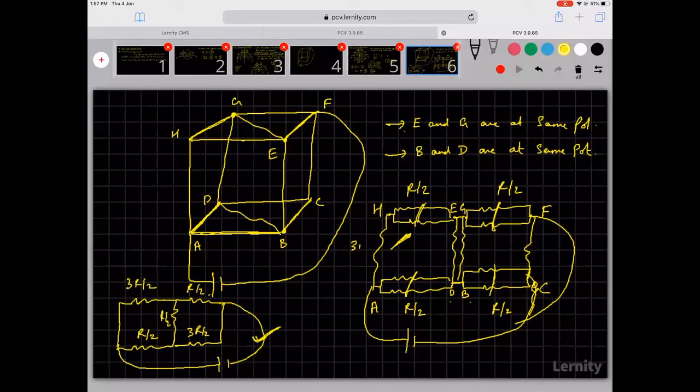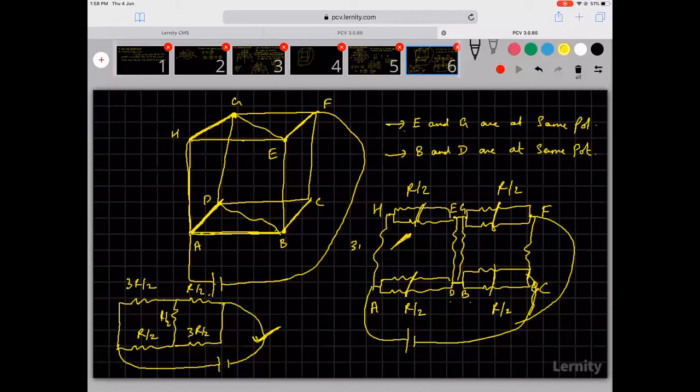Here I want you to learn that there are points of symmetry. I can't call them points of symmetry now, because these points are not all at the same potential. G and E are at the same potential, but G and D are not at the same potential. How do I know G and D are not at the same potential? G is two resistors from positive, while D is only one resistor from positive. So they won't be at the same potential.